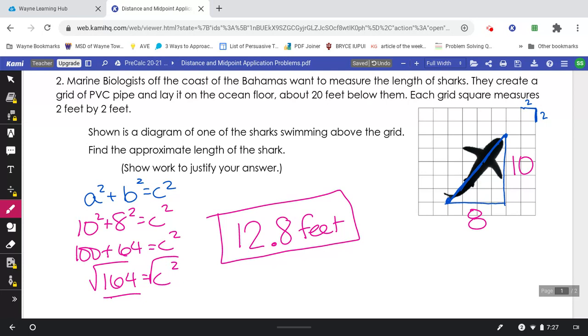When it says show work to justify, just make sure you show some sort of math. That Pythagorean theorem problem work right there is perfect.